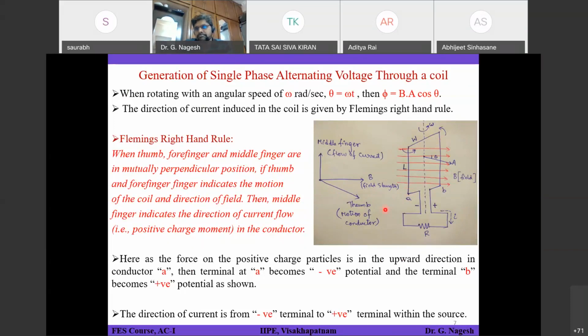Downwards, sir. Conductor A, is it upwards or downwards? Try placing all three fingers perpendicular to each other and check. The middle finger indicates the direction of the current. The thumb indicates the direction of the motion of the coil. That means you have chosen the anti-clockwise direction. And the forefinger shows the direction of the flux. Those are the red color lines already shown in the figure.